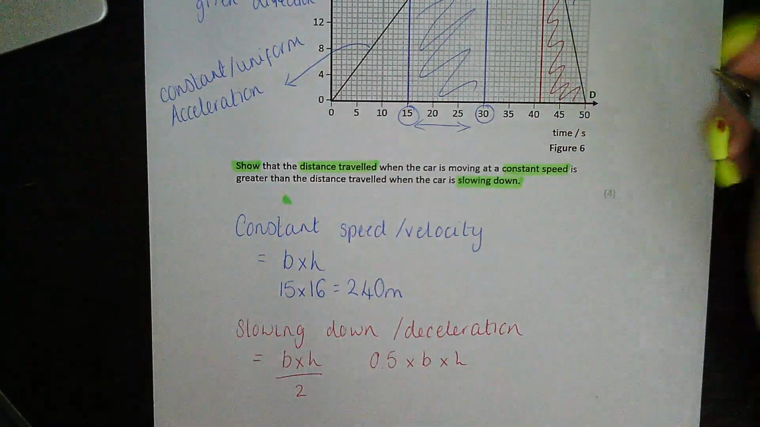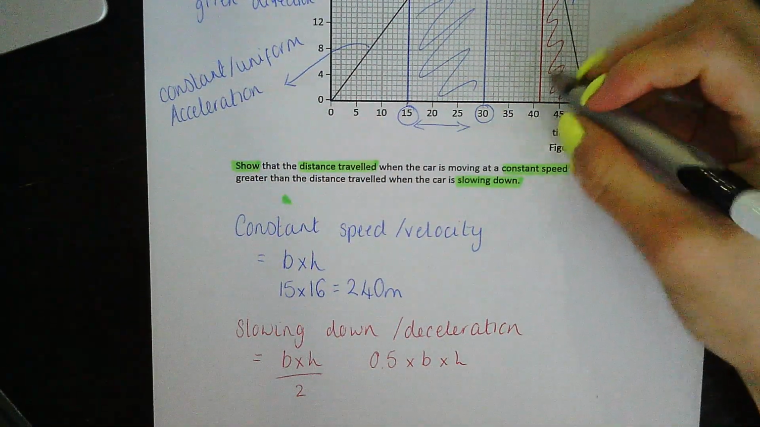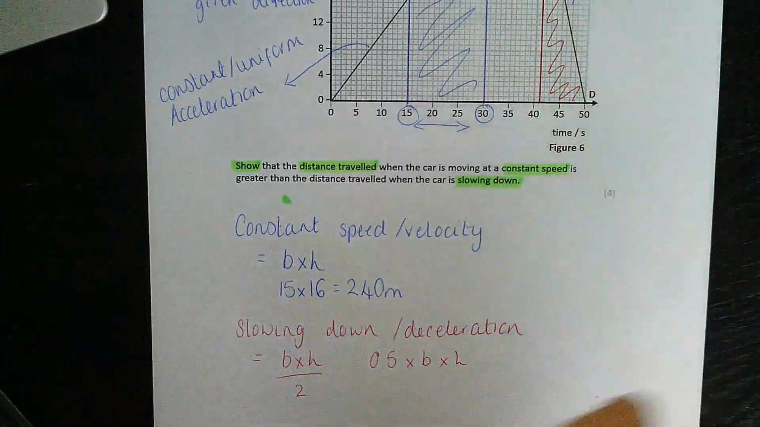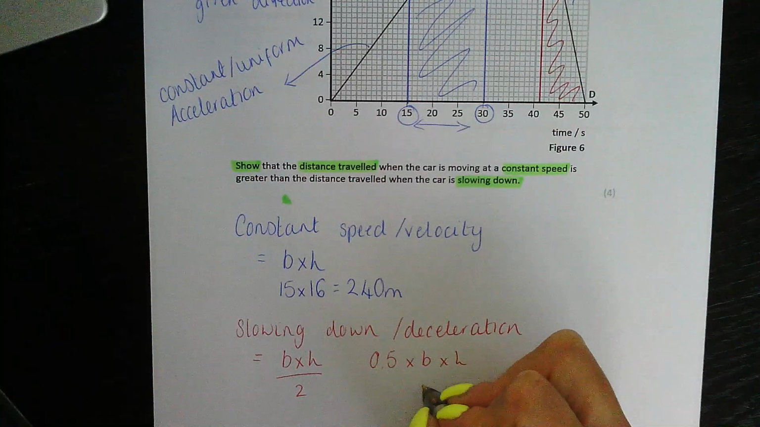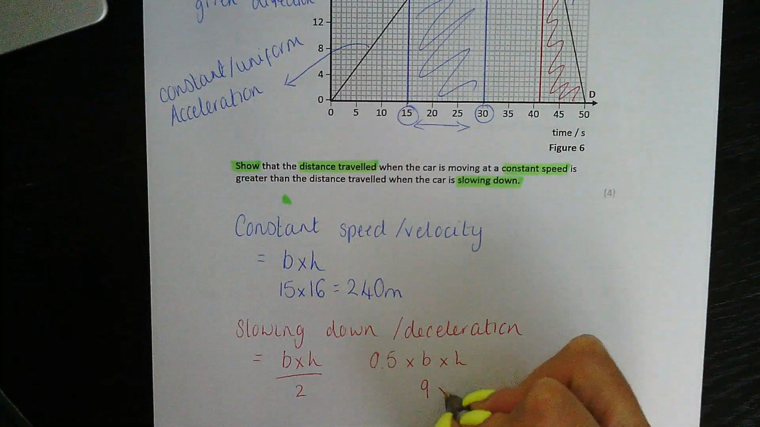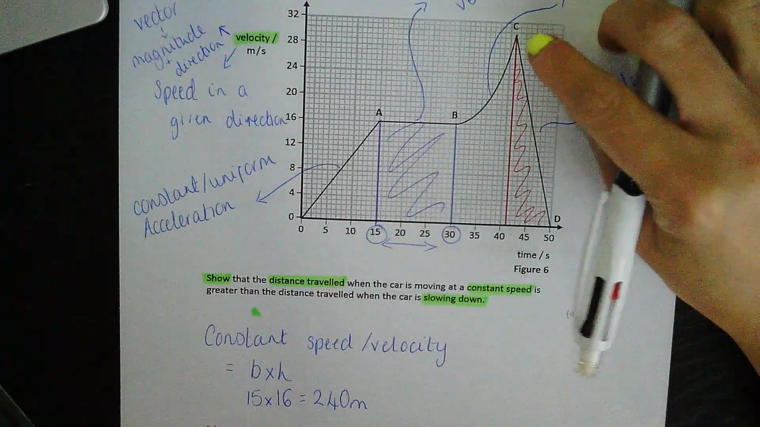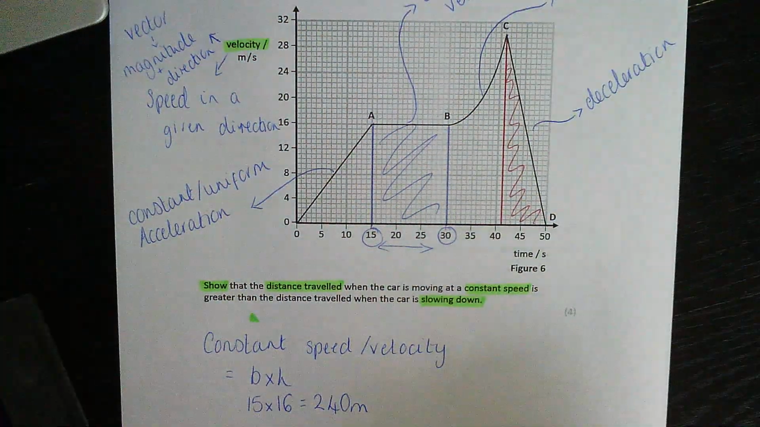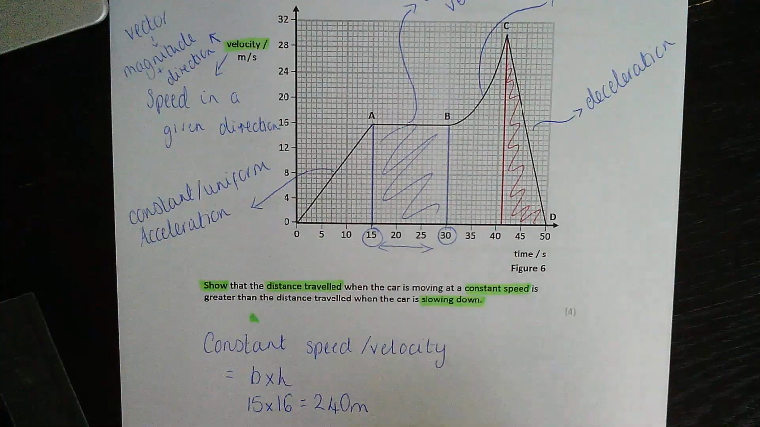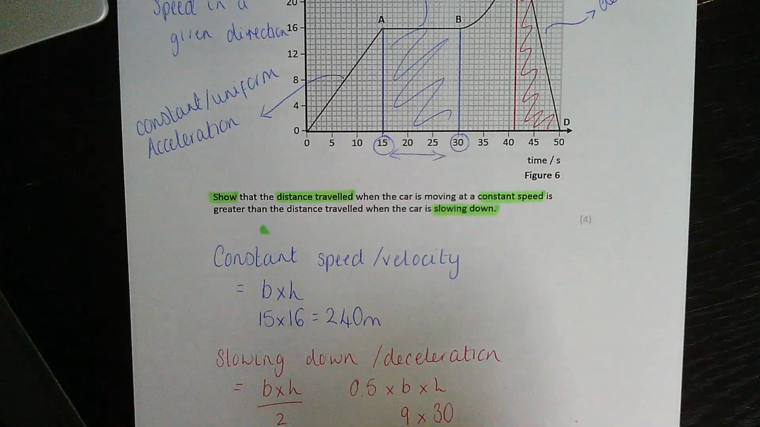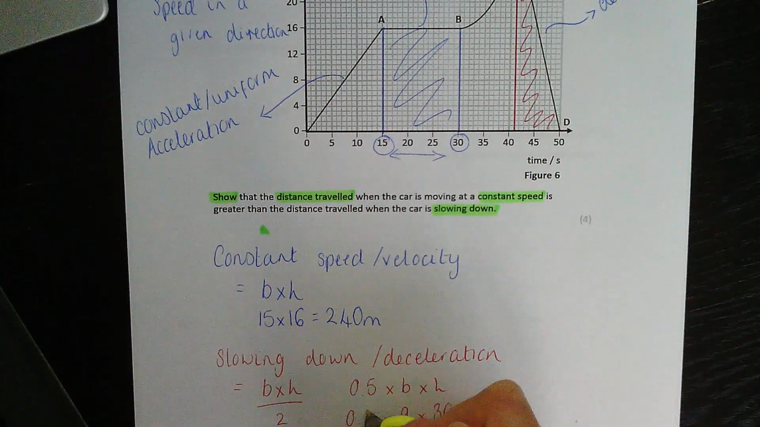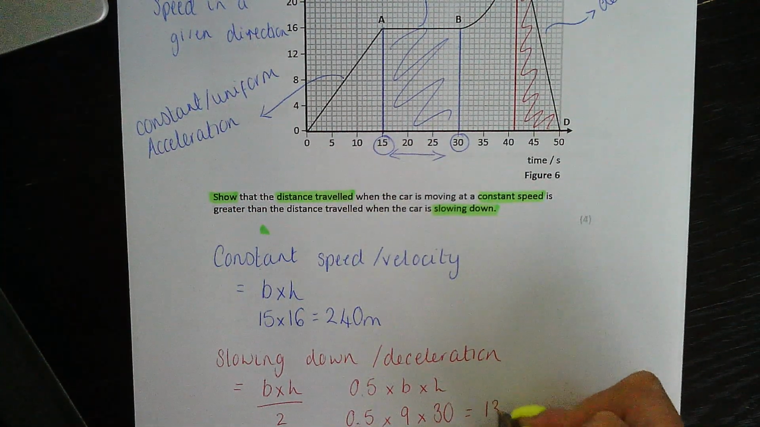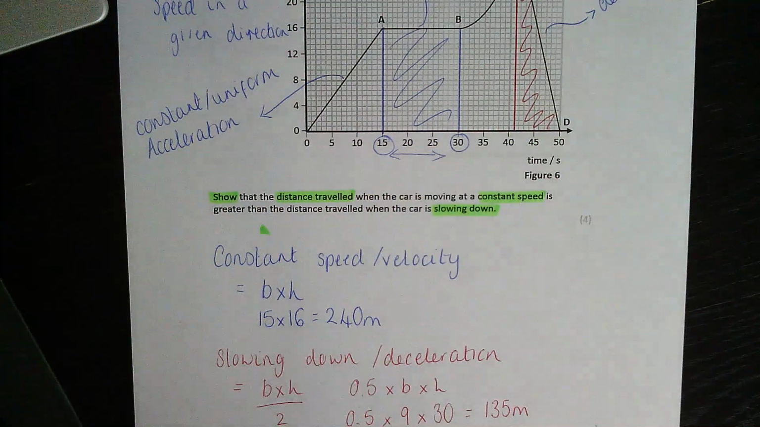So here, the base is at 41. See how I've drawn that line so it shows us that it's at 41 and it goes to 50. So the base is 9. And the height, again, look carefully. You can do a line going across if you needed to with your ruler. The height would be 30. But I would divide that by 2 or times it by a half. They're both the same. And that would give me an answer of 135 metres.